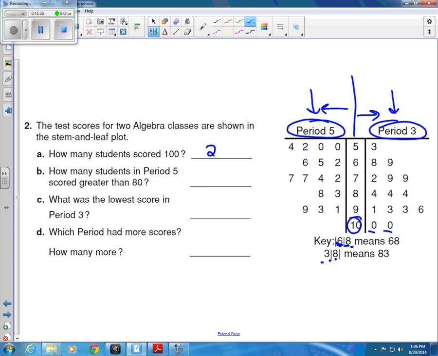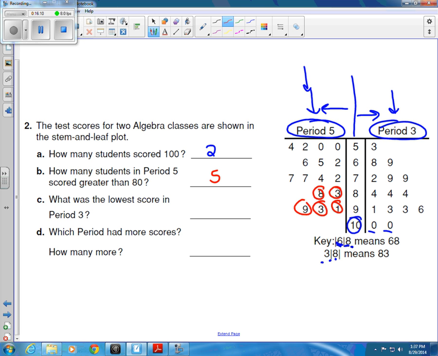B, how many students in period 5 scored greater than 80%? Well, if I take a look at period 5 over here again, and we are looking for greater than 80%. 80% would mean I have a stem of 8 with a 0 after it, or anything bigger. Well, if I take a look, switch up colors here, I have 1, 2, 3, 4, 5. An 83, an 88, a 91, a 93, and a 99. Looks like I have 5 greater than 80.